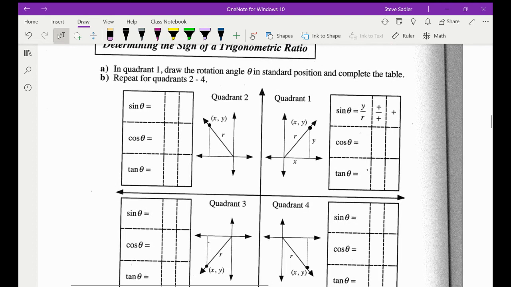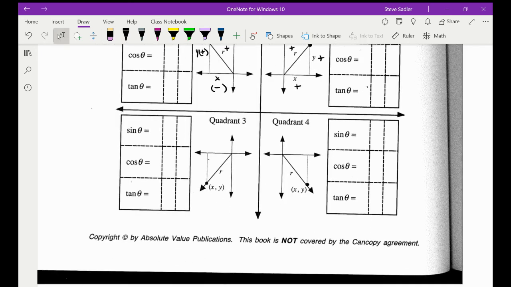So let's have a quick look here, and we'll start in quadrant 1. In quadrant 1, this is exactly what we just talked about, sine is y over r. So r will be positive, x will be positive, y will be positive. In quadrant 2, x is going to be negative, y will be positive, and r will be positive. And in quadrant 3, both x and y will be negative, and the r will be positive. And in quadrant 4, the x will be positive, the y will be negative, and the r will be positive.